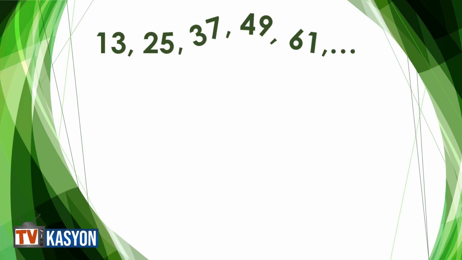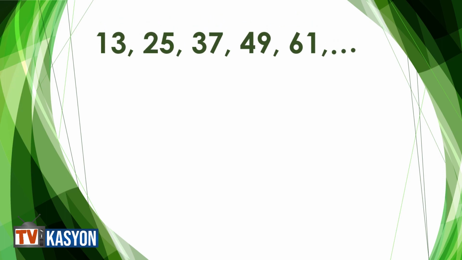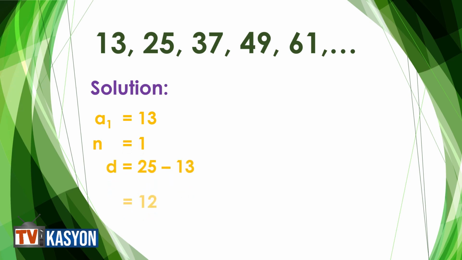How to get the common difference? We simply subtract the previous term from the succeeding term, using 25 as the succeeding term and 13 as the previous term. 25 minus 13 is 12. Thus, the common difference is 12. Plugging this value to the formula will give us a sub n equals 12n plus c.